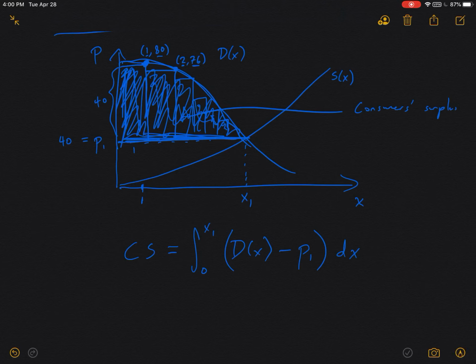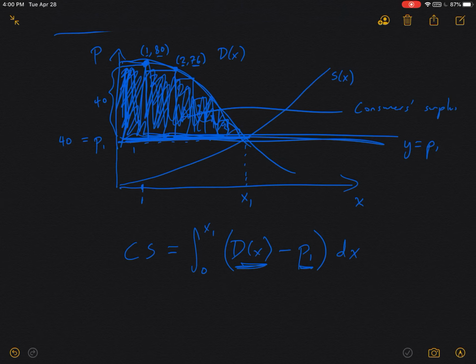But notice that what this is doing is it's just taking the upper curve here, which is the demand curve, and it's subtracting this lower curve here, which is y equals P1. So this is just an upper function minus a lower function, and we're integrating. In other words, this is just computing the shaded area. So this is an application of our area computations earlier.